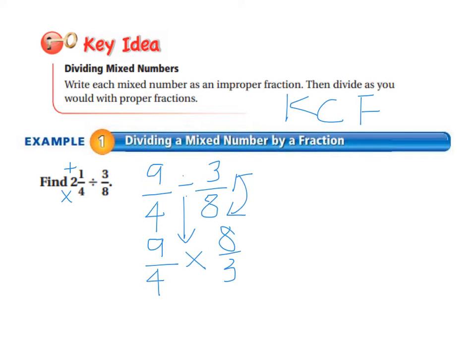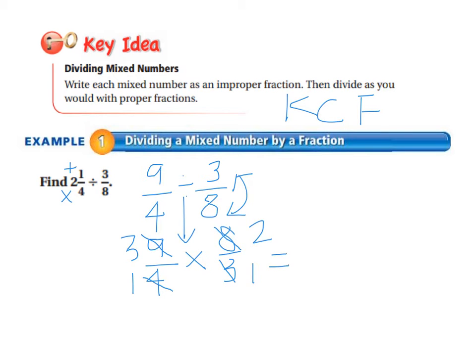The next step before I go ahead and multiply my numerators and denominators would be to divide out any common factors. I see I have a 3 here and a 9 here. Those both have factors of 3. 3 divided by 3 is 1, and 9 divided by 3 is 3. And I have a 4 in this denominator and an 8 here. Both have factors of 4. 4 divided by 4 is 1, and 8 divided by 4 is 2.